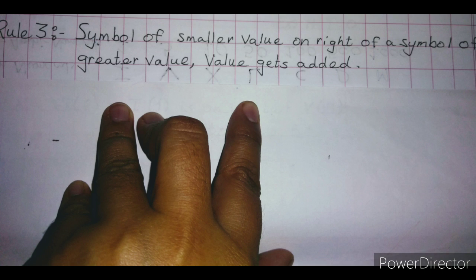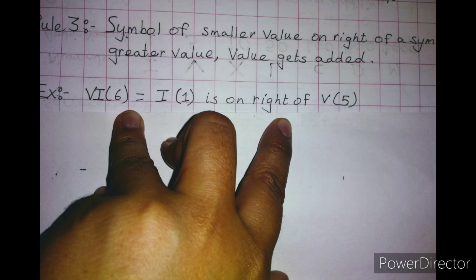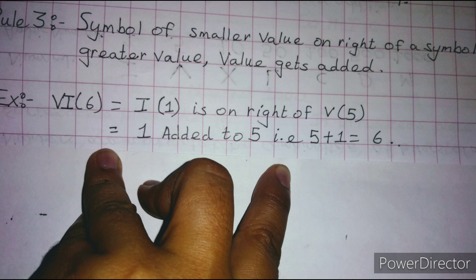Rule number 3 says if a symbol of smaller value is on the right of a symbol of greater value, then what do we have to do? We have to add it. Suppose the number is VI, which is 6. So I is 1. It is on the right side of V. So V is 5. And if we add 5 plus 1, it is equal to 6.